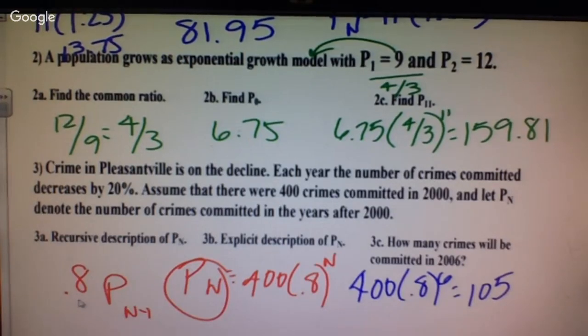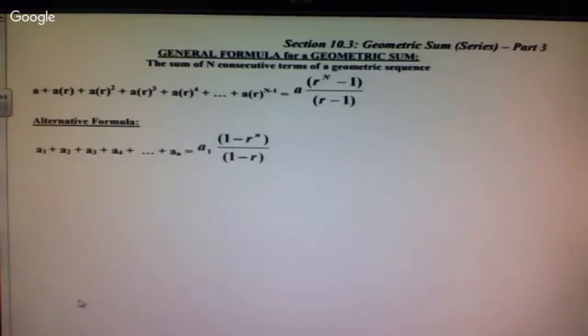So what is the general formula? That's how to find any number that falls in the sequence. Just like arithmetic, there is a formula for finding the total of a sequence, so how to add them all up. And that equation looks like this.